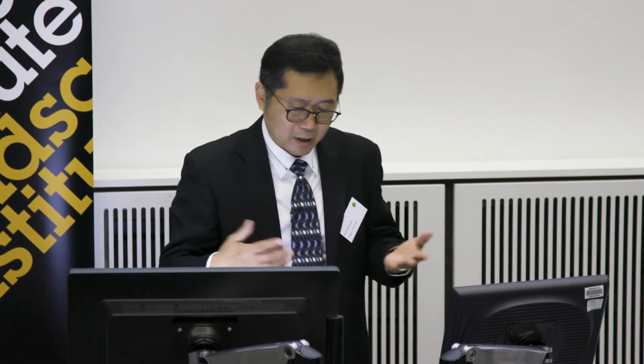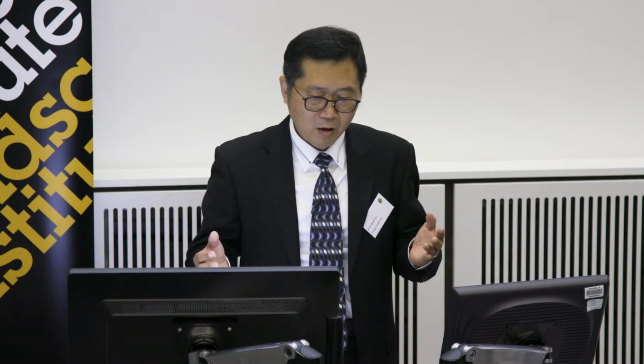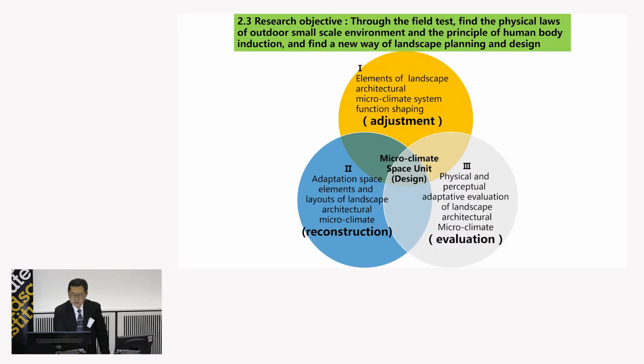It's not indoor. For indoor, from the architectural technique, we can control, we can use ventilation, we can use heating. But for the outdoor, how can we use natural forces, natural environmental elements, to modify the temperature and the moisture, by planning and design of landscape architecture? So this is the research objective. Also, this is the strategy for this research project.